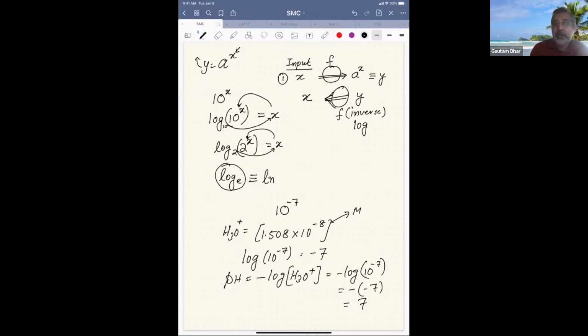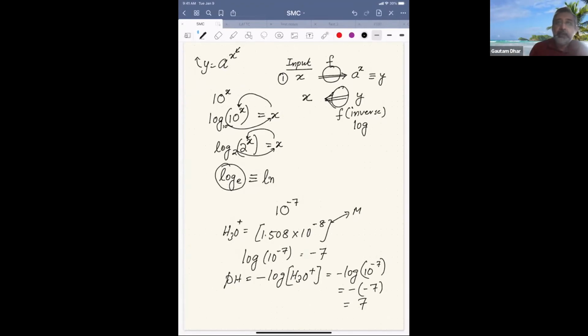Is the base 10 we are going to use. Okay. That means if it is a base 2, then we can say that log of 2 to the power x with the base 2 will always give back x. That means you're getting back your input.